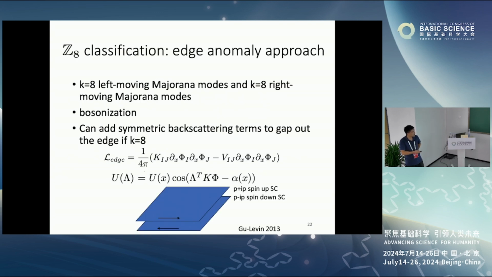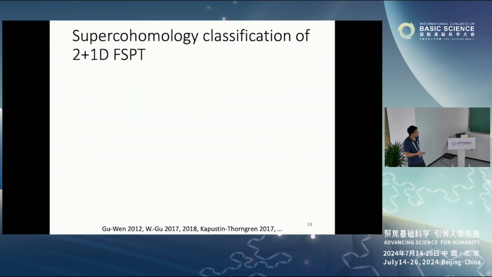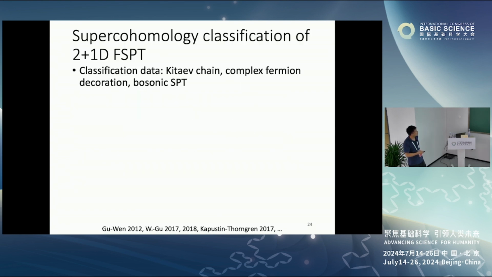Just this P plus iP does not have a fixed point wave function. It needs an infinite number of degrees of freedom. So for arbitrary symmetry group, we just use a similar approach to 1 plus 1D.